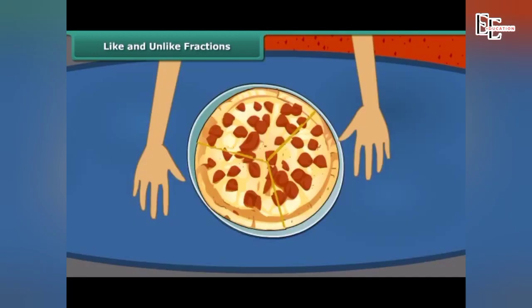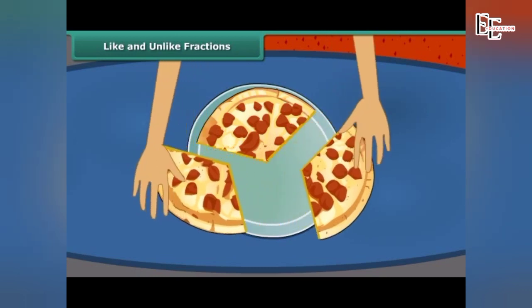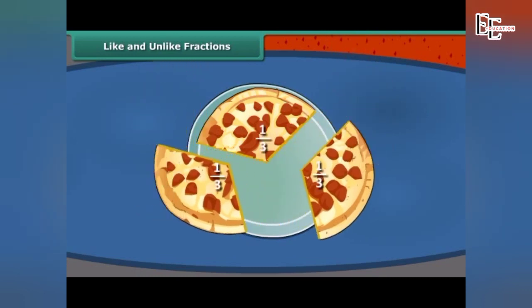Looking at the question we asked earlier, we can say that each of them, Rahul, Reema and Nina, received 1/3 part of the pizza. Notice that this is also an example of like fractions.